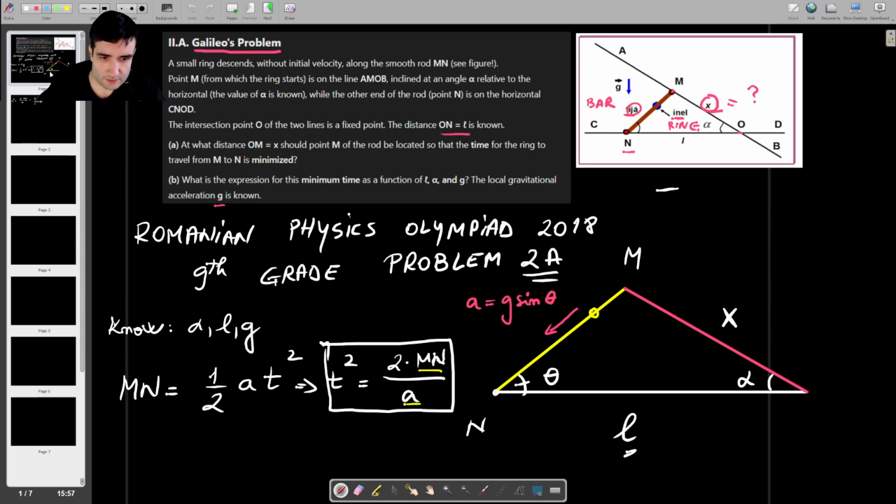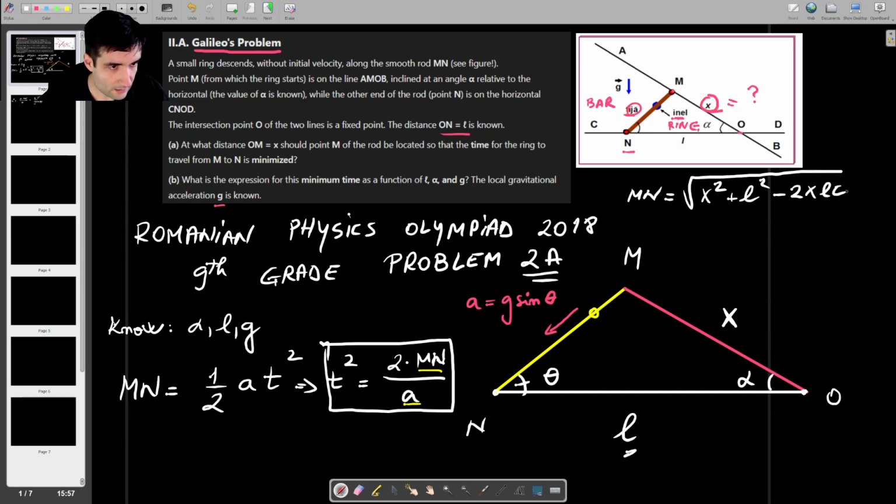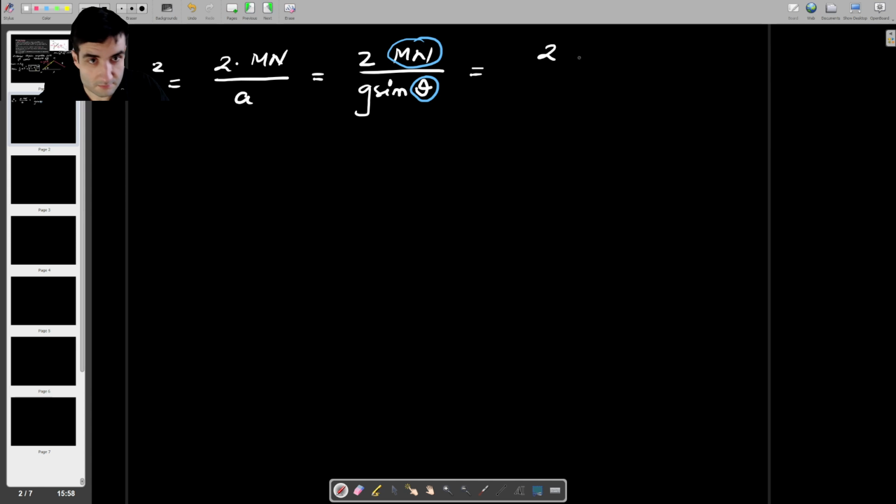Now, if you look at this triangle, you can get MN using the cosine rule, right? The cosine rule is also called the generalized Pythagorean theorem. So this is the square root of x squared. Let's call this point O as well. So it's x squared plus L squared, and then we have minus 2xL cosine of alpha, like this. So that's MN, which is great because now we expressed MN in terms of x. Everything else, like L and alpha, those are constant, so we don't really care about them. So that's sorted, at least part of it. So that's x squared plus L squared minus 2xL cosine of alpha.